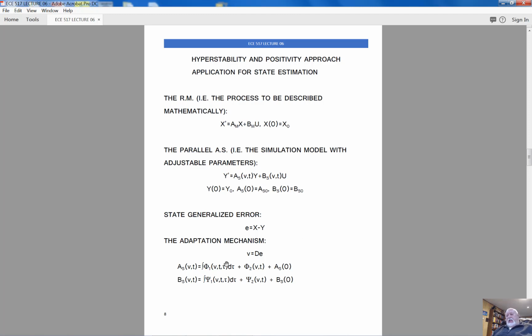You understand that matrix AS is a function of error in time, but we're not using error in its pure form. We use vector V that is defined as matrix filter G times error. So the adaptation mechanism works with variables, components of vector V.